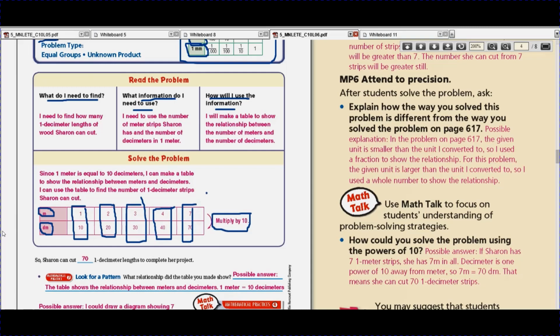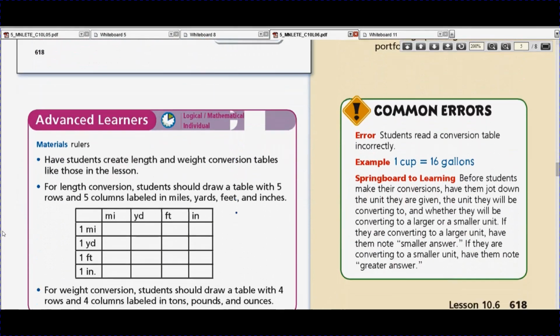Okay, someone asked me, Mister, can we do it directly, as 7 multiplied by 10 equals 70? Yes, it's correct. You don't have to draw all this table. If you want to write it directly, it's okay. So if you want to convert directly from meter to decimeter, just multiply by 10 and your answer is correct. So Sharon can cut 70 decimeter lengths to complete her project. Okay, let's move to the next page.